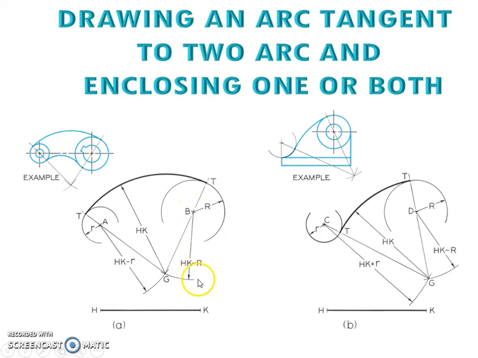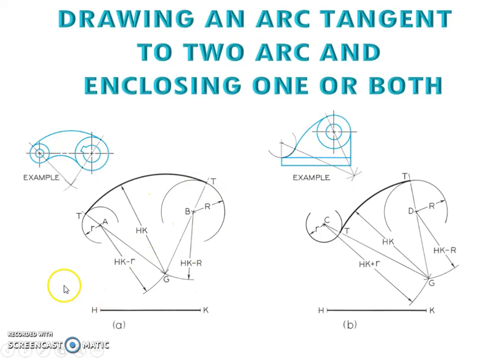So you put the compass here, and you will get one arc over here. Here also, since the center for this circle is here, you have to subtract this part, because this tangent is outside of the arc. Then HK minus the value of R, and construct the arc over here with the center at center A. You will get the intersection between this arc and this arc. This will be the center for the arc that connects both of the circles.